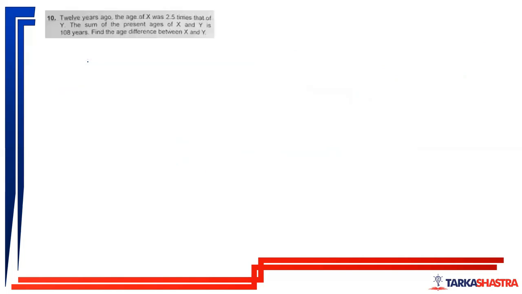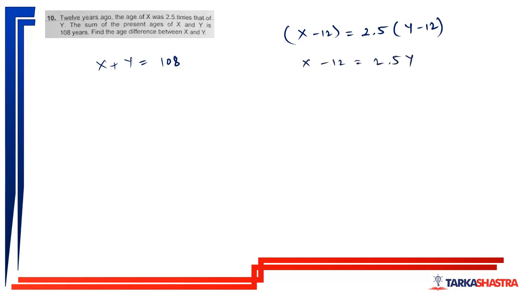Okay. Next, 12 years ago, the age of x was 2.5 times that of y. है ना? तो 12 साल पहले age of x was 2.5 times that of y. The sum of the present ages of x and y, x plus y, present age is 108. Find the age difference. So x minus 12 is 2.5y minus 30. So x minus 2.5y, minus 12 इधर जाएगा तो minus 18. ठीक है ना? ये यहाँ पे लिख देता हूँ सीधा सीधा.